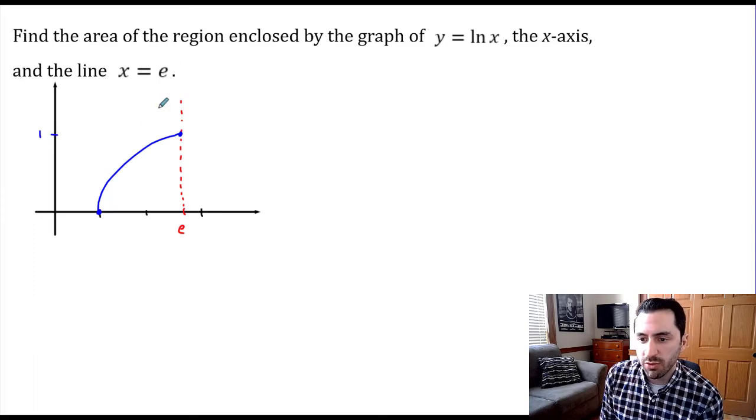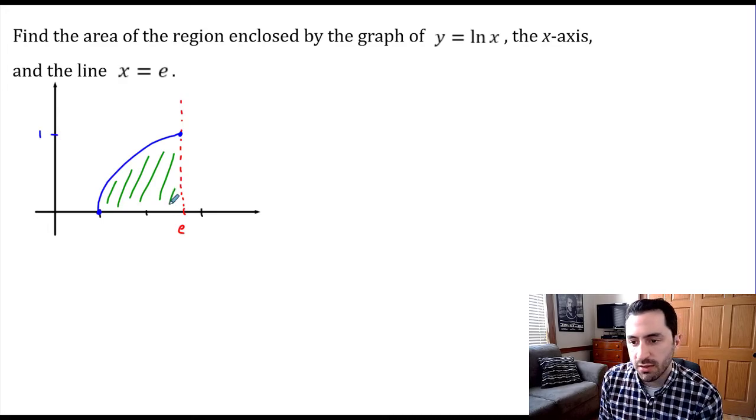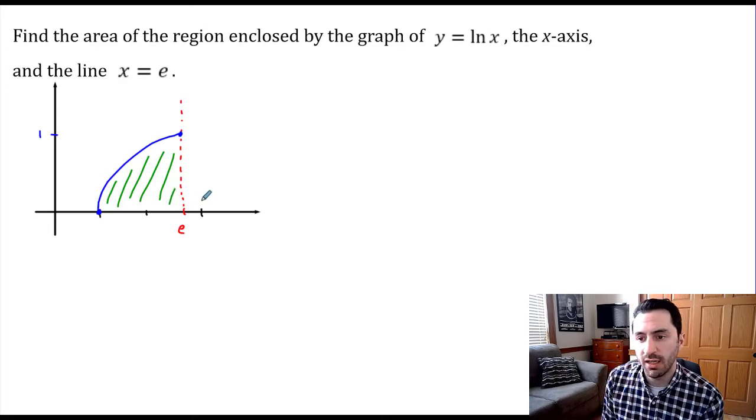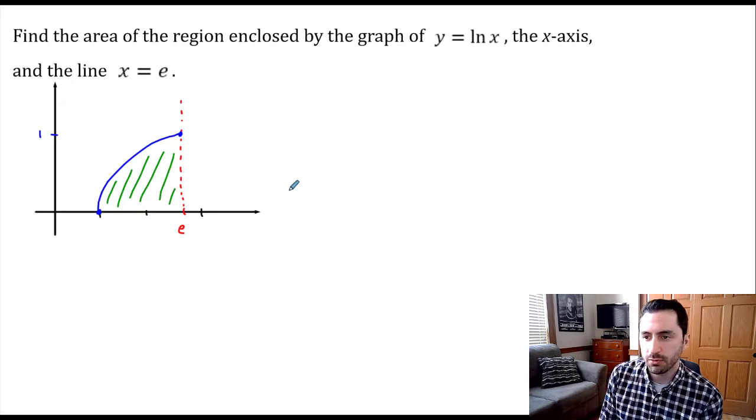So the area of the region we want to find is underneath our logarithmic graph, down to the x-axis, and then up until our vertical line here at x is equal to e.